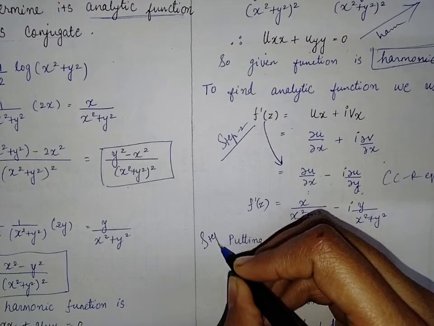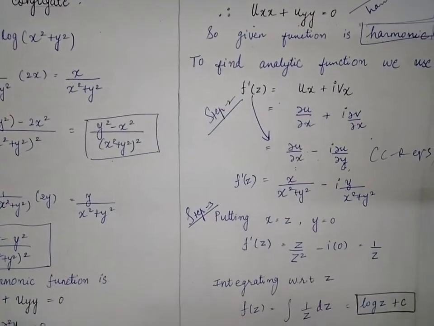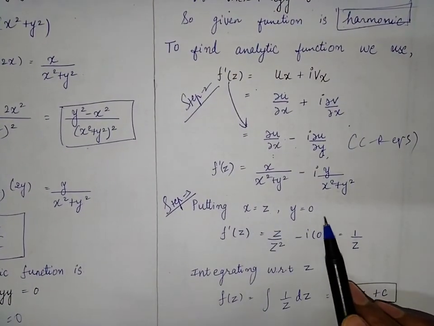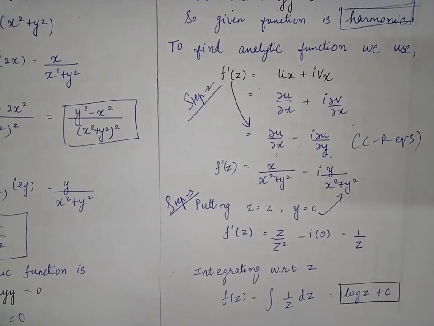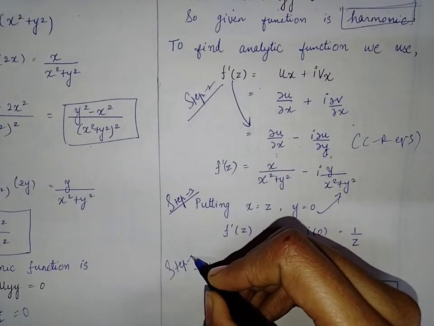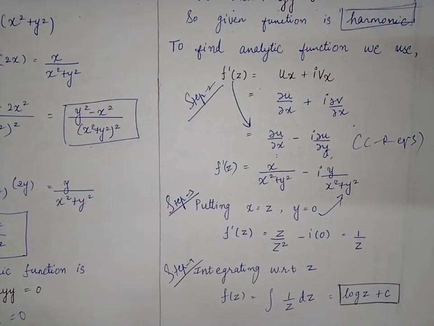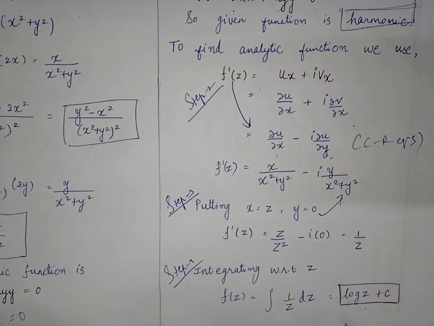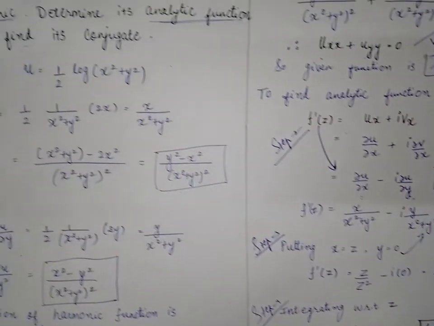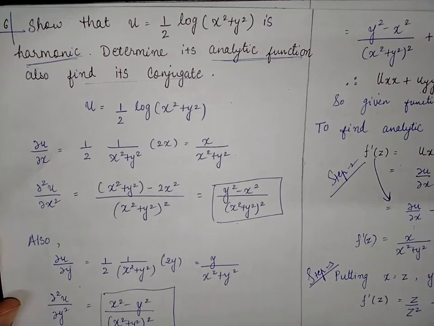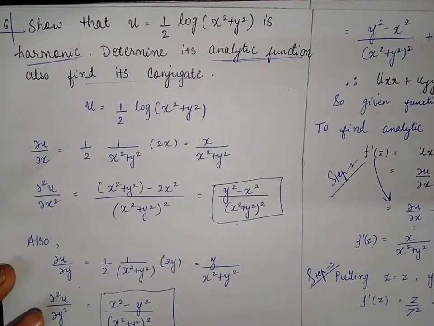Then moving towards step 3 of Milne's method, you have to put x equal to z and y equal to 0 in this equation. So you will get this term, that is 1 by z. And step 4 will be, in order to obtain f of z, you have to integrate it with respect to z. So if we integrate this, we get log z plus c. So this is your answer, and this is your analytic function, f of z. Now what is told is that you have to find its conjugate.